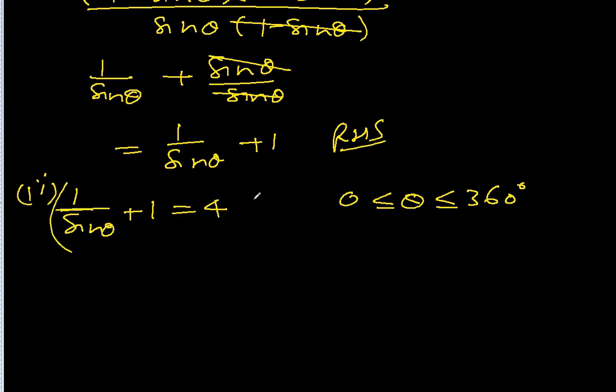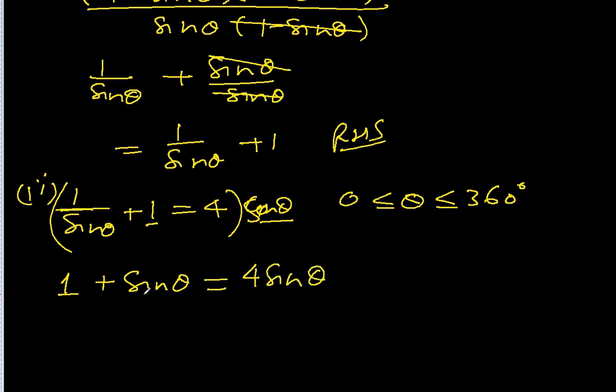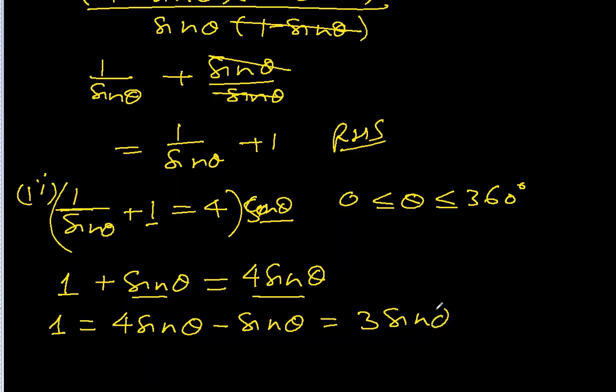Let's get rid of this denominator by multiplying the whole equation by sine theta. So sine theta multiplies with 1 over sine theta, we get just 1. Plus sine theta multiplies with 1, we get sine theta. And then we get 4 sine theta. Let's combine sine theta and sine theta so that we can simplify this. 1 equal to 4 sine theta minus sine theta, which is 3 sine theta. 1 equal to 3 sine theta.